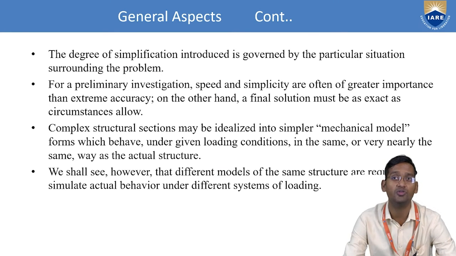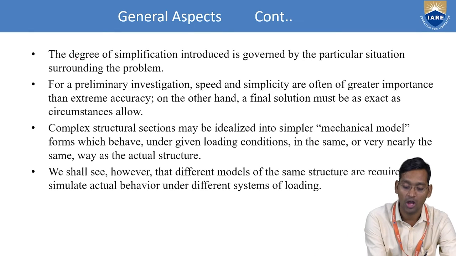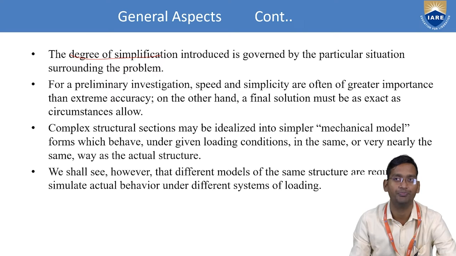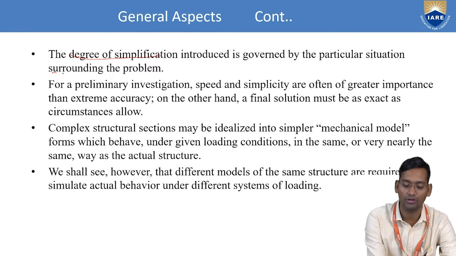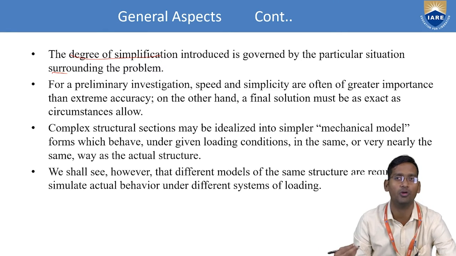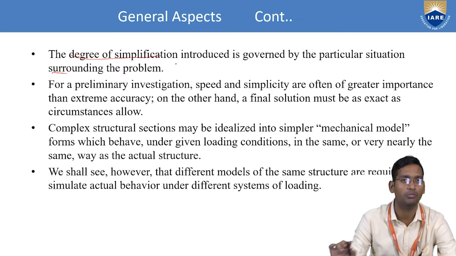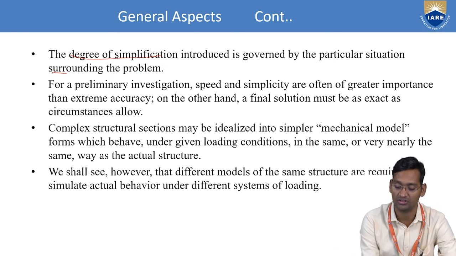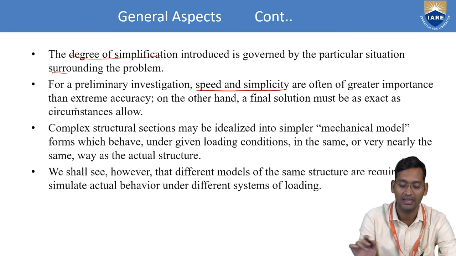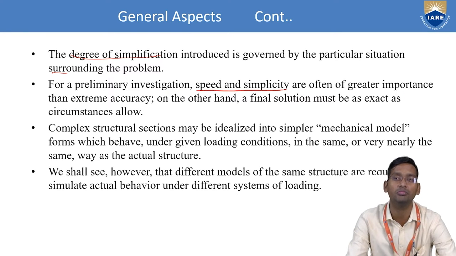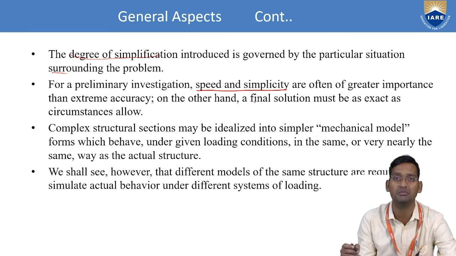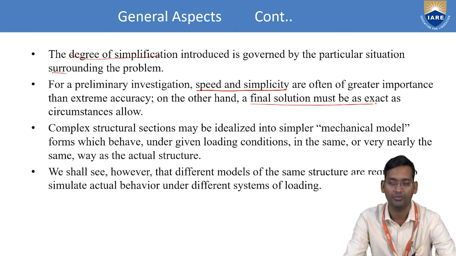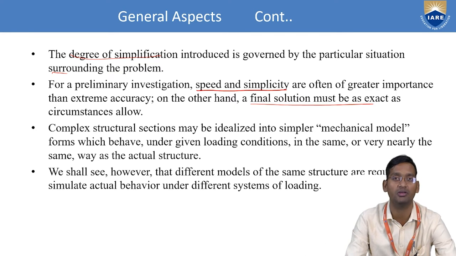The degree of simplification introduced is governed by the particular situation surrounding the problem. How many times we can simplify depends on the surroundings of the problem, like how many stringers or spars are connected. For a preliminary investigation, speed and simplicity are often of greater importance than extreme accuracy. On the other hand, a final solution must be as exact as circumstances allow. In simple words, the solution should be as accurate as the maximum possibilities allow.